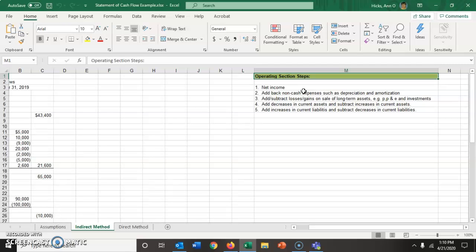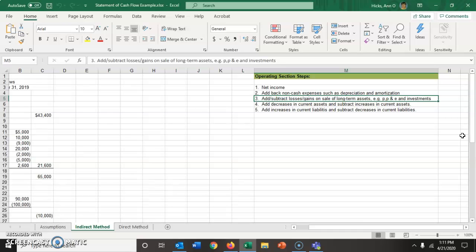Note that the statement of cash flows is the last statement that you prepare in your package of financial statements. This is because you obviously need data from the other statements. So you start with net income. The first thing you're going to do is add back non-cash expenses. These are expenses like depreciation on fixed assets, amortization on intangible assets. It would also include amortization of any premium or discounts that you might have on bonds payable that you have on the books.